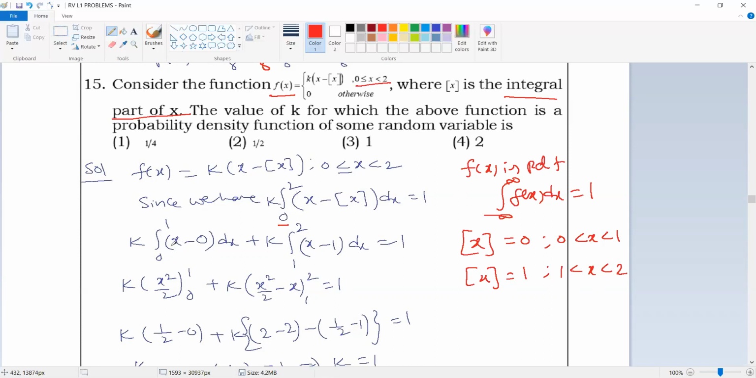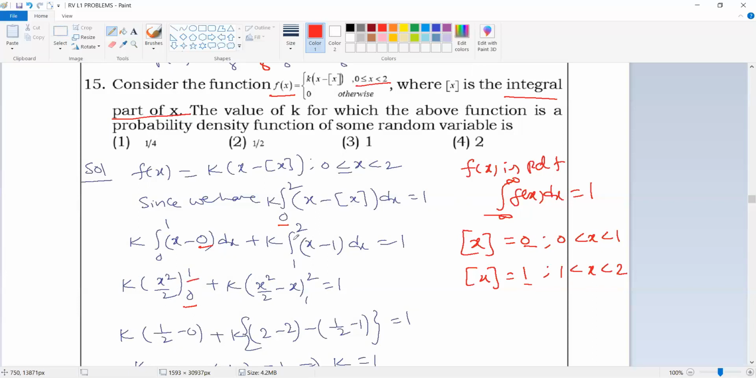k is outside. In 0 to 1, x minus bracket x value here is 0, put 0 here, dx, plus k into, so here is another interval. Now the next interval is the continuous interval 1 to 2. So x minus the bracket x value is 1 in this interval 1 to 2. So now it is equal to 1. Now integration of x is x square by 2. Limits are 0 to 1.